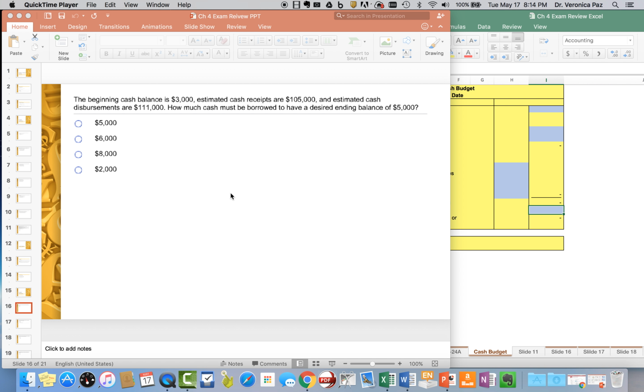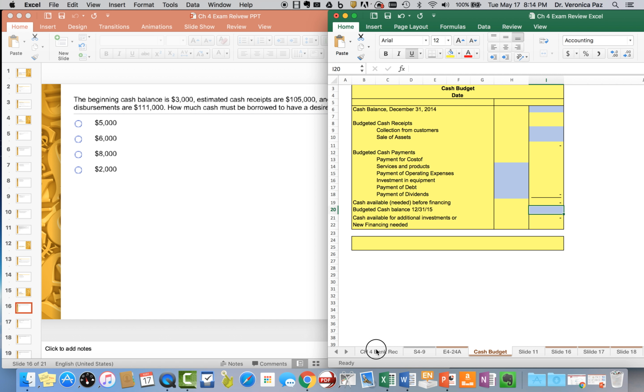Hello, and we are continuing with slide 16 of our chapter 4 exam review. This is another example where we're going to use our Excel templates that we did in class to help us solve these exam problems. This problem tells us that the beginning cash balance is $3,000. Our estimated cash receipts are $105,000, and our estimated cash disbursements are $111,000. So how much cash must be borrowed to have a desired ending balance of $5,000?